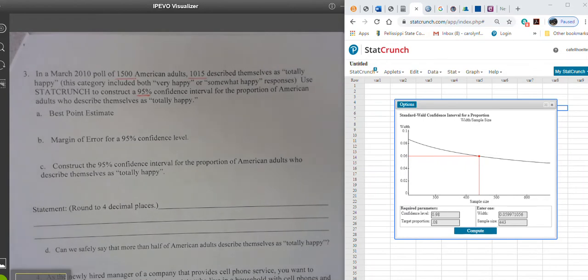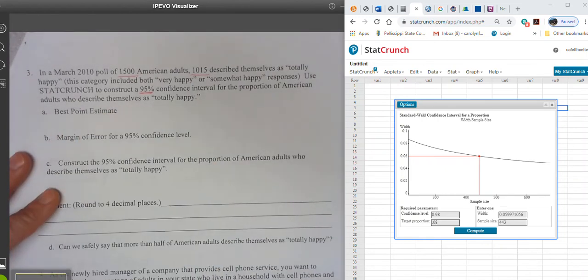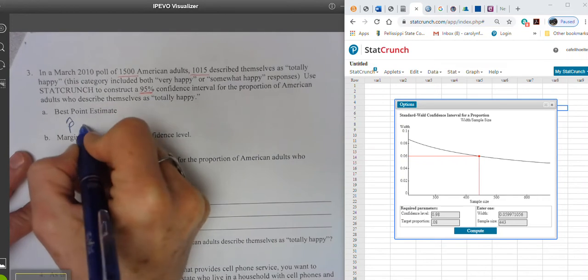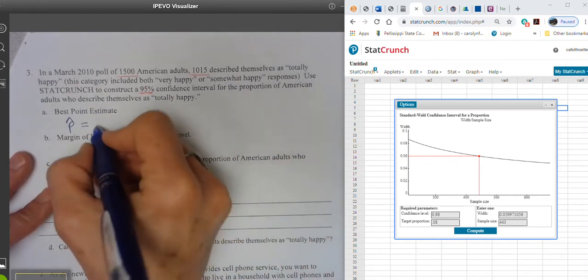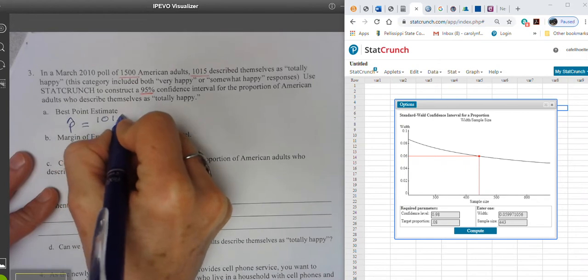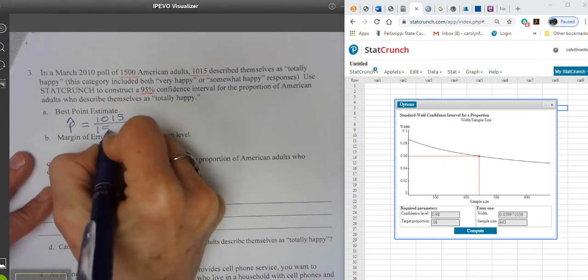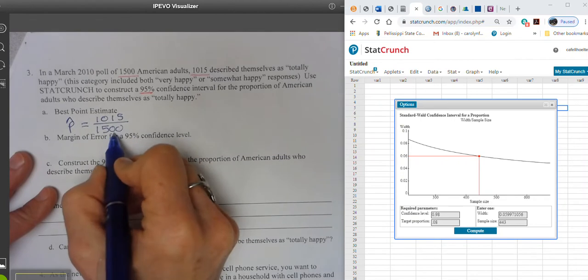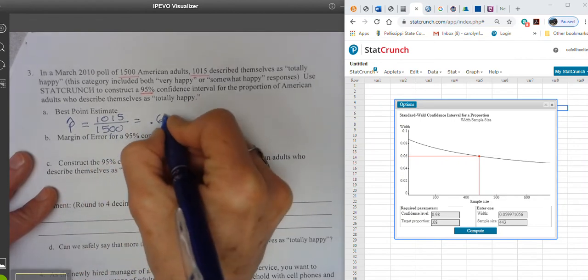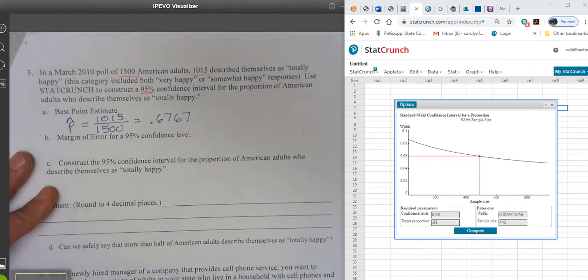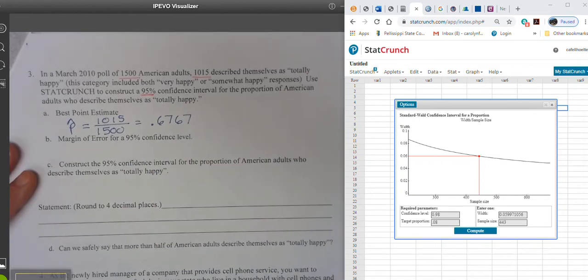So let's get down what we have here from the problem. What is our best point estimate? Our best point estimate is just, what did the survey show, as far as what percent of people say that they're totally happy. So our p-hat, best point estimate, is just that proportion of adults that describe themselves as totally happy. That's the 1,015 adults out of the total of 1,500. So 1,015 divided by 1,500 is 0.6767. I'm leaving this as a decimal this time, not a percentage. So that's our p-hat.